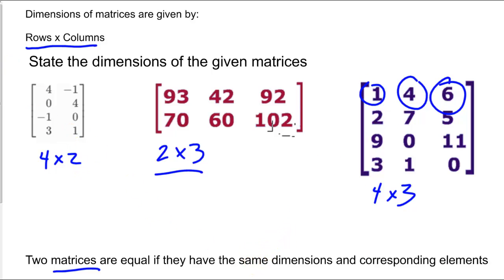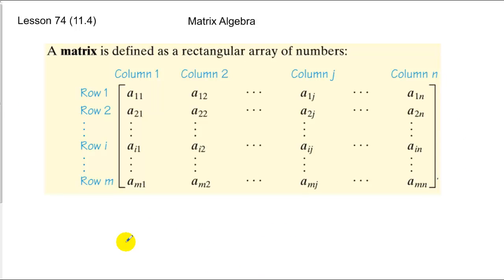Now let's go back up to our initial slide. We want to name those elements. If we want to name the element in the first row, first column, that's A sub 1, 1. First row, second column, A sub 1, 2. If I wanted the second row, second column, that's A sub 2, 2, etc., etc.